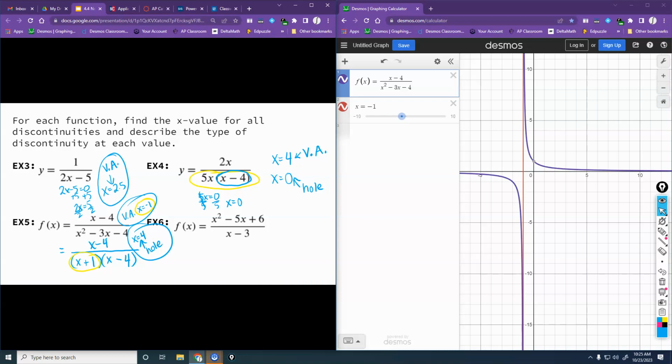Yes, it will probably be multiple choice, or it will have a vertical asymptote here, hole here, and you would have to type that in. Or maybe a matching or something. So yes, but it'll be kind of limited what you have to do with that.